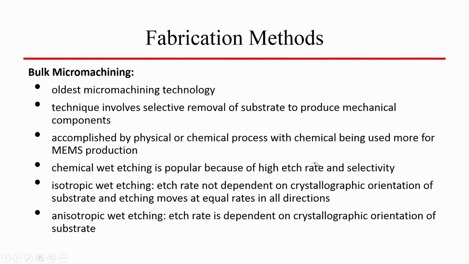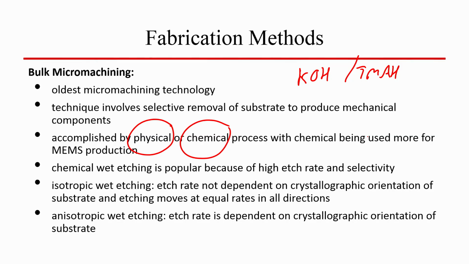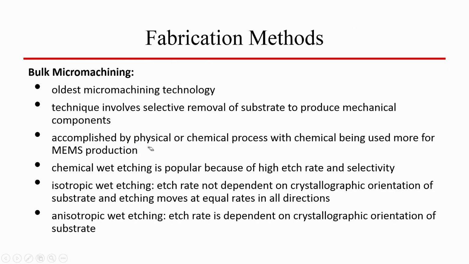It is accomplished by physical or chemical process, right, with chemical being used more for MEMS production, right. So, to etch this silicon wafer, we will use potassium hydroxide, TMAH. These are both chemicals. So, chemical being used mostly when we are going to fabricate MEMS based sensors. The chemical wet etching is popular because of high etch rate and selectivity.